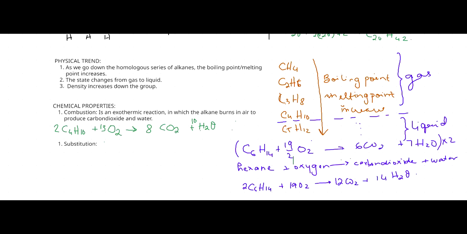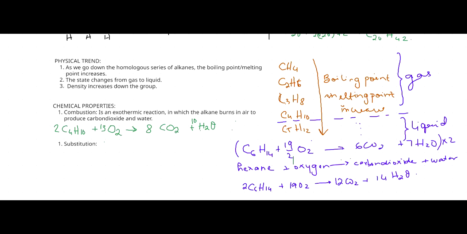Now, the next reaction is substitution. Let me first explain to you why alkanes are so non-reactive. The reason alkanes are so non-reactive is because they have single covalent bonds, right? A single covalent bond is not easy to break. A double covalent bond is easier to break. You need a lot of energy to break a single covalent bond.